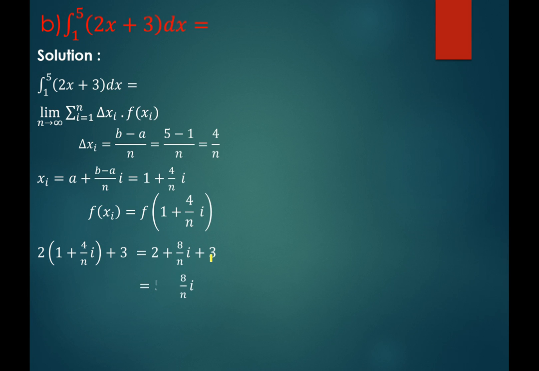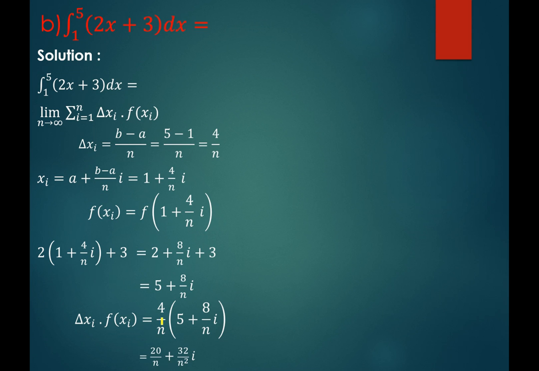Now try to add like terms to get 3 plus 2, which is 5, plus 8 over n times i. Now you got the length and the width. Let's multiply them to get the area for each rectangle, which is from here 4 over n multiplied by that one, which is 5 plus 8 over n times i. Multiplying length by width.